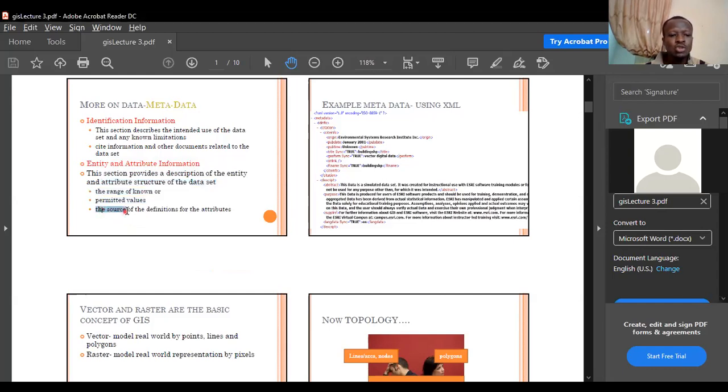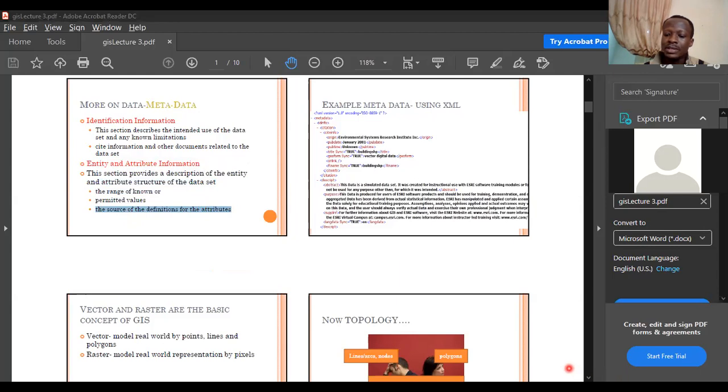Then we have the source of definitions for the attributes. These attributes look more like a table. In fact, most geographic data, GIS data, are arranged in the form of tabular data. Later we'll talk about it, but I want you to know that we keep that data in a tabular format, in which every column describes a particular attribute of the object.